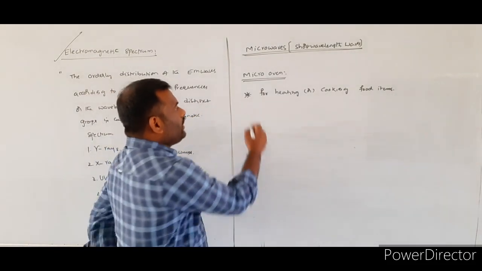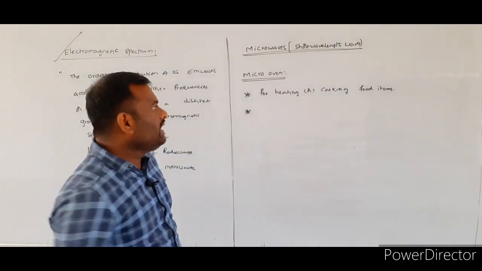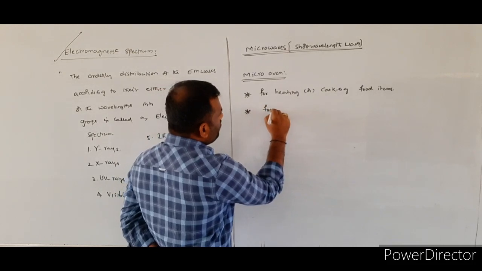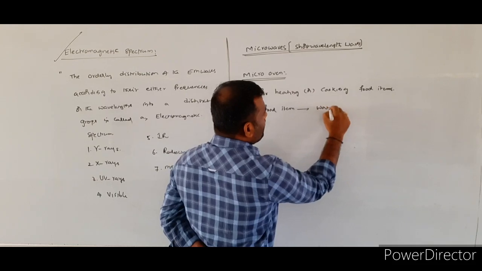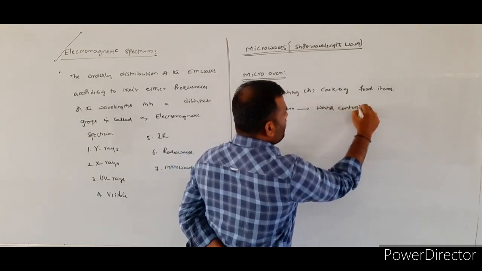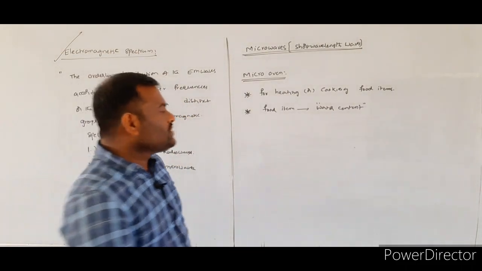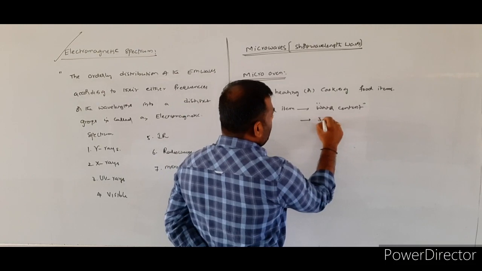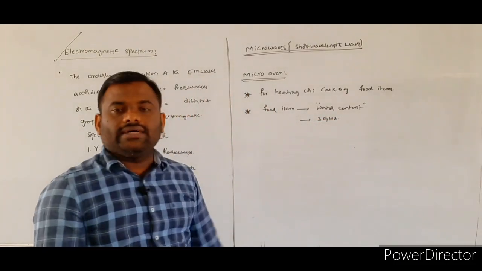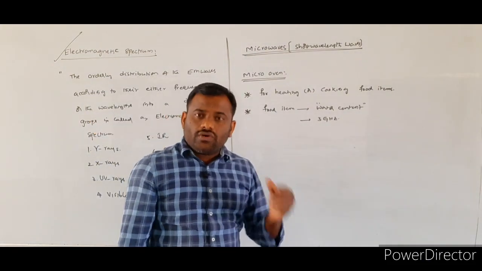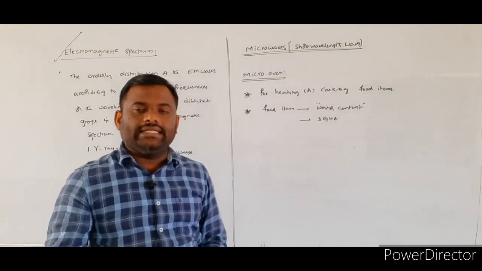So what is going on inside the microwave when we place the food items? The food item consists of water content. The frequency of the water is equal to 3 gigahertz. Whenever such a food item is placed inside the microwave and we switch on the button, the microwave sends microwaves.